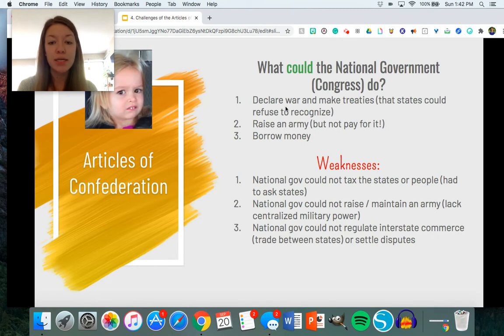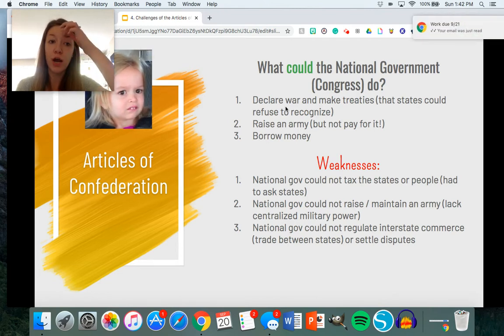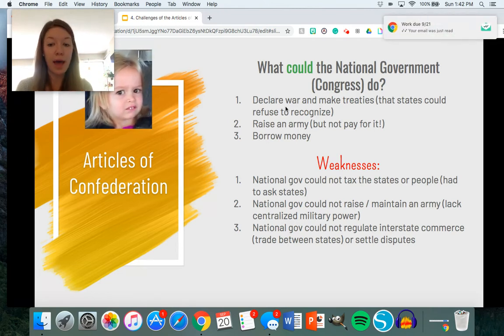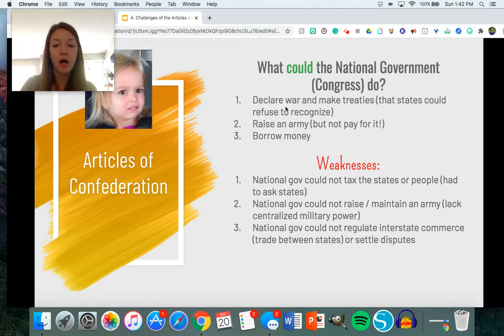Our third weakness is that the national government could not regulate interstate commerce. Commerce is a fancy word for trade, and it could not regulate that between states. And of course, when it comes to trade and money, the states are going to have disputes, and the national government can't quell or squash those. The problem with this as well is that because the states were in charge of trade, there's chaos in trade. There's disagreements between states. States could make their own trade agreements with other countries even. So it's very chaotic. Nothing is consistent.